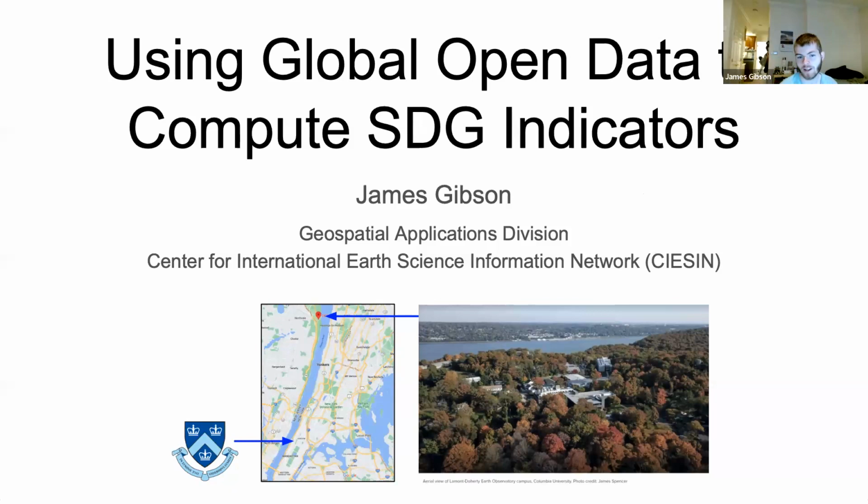My name is James Gibson. I'm a researcher at CIESIN, the Center for International Earth Science Information Network. It's a part of Columbia University, and I work in the Geospatial Application Division, where I do a lot of work on using global open data to compute SDG indicators. We work very closely with SDGs today and Anella. So I wanted to give you an overview of what I do and try to integrate some of the stuff that Anella was just talking about regarding story maps and GIS.